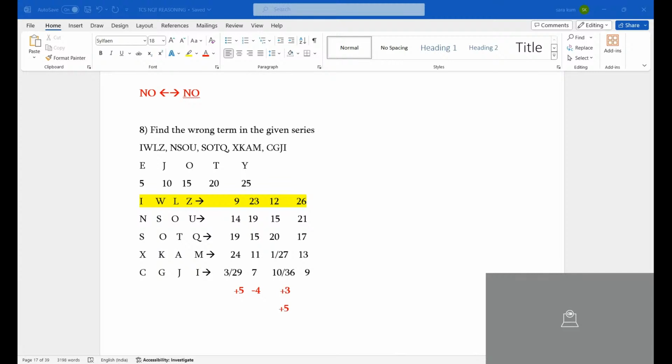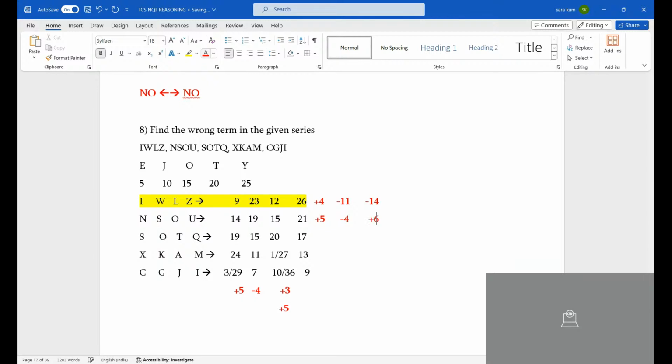So you can see the usefulness of these numbers, guys. Sometimes you have to look at it horizontally. If I look at the values from 9 to 23, it is plus 4. Then 23 to 12, it is minus 11. 12 to 26, it is plus 14. From 14 to 19, it is plus 5. From 19 to 15, it is minus 4.